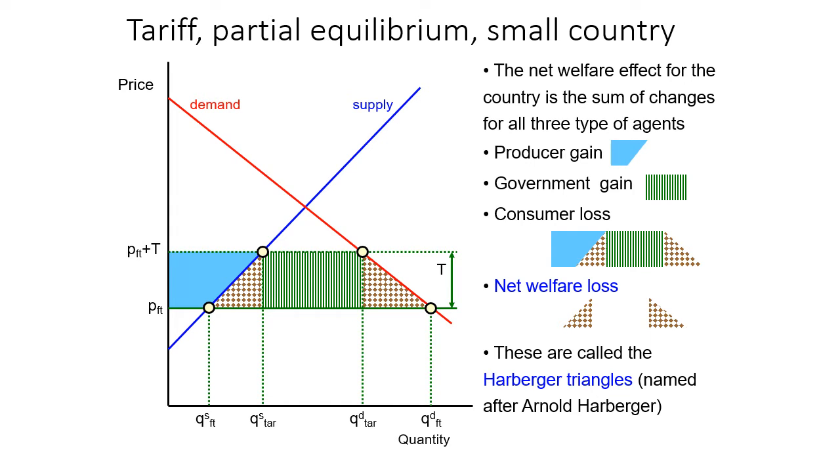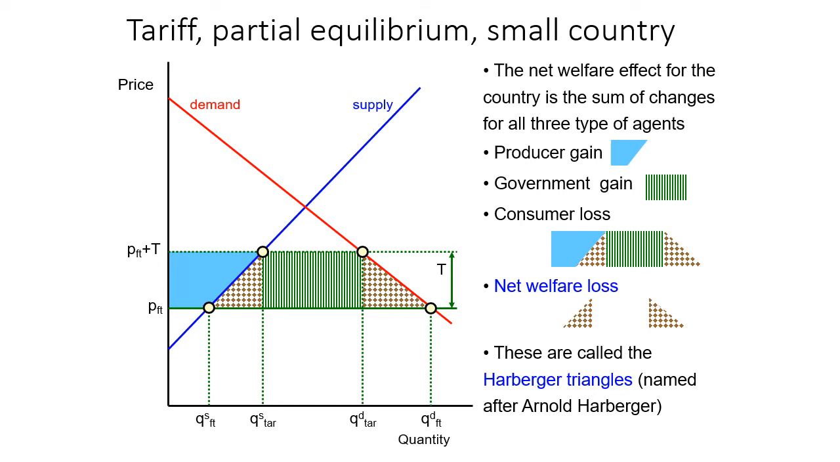By higher world price, I mean the original world price that was existing, or the free trade price, with the tariff added. So what is the amount of imports that the country is now importing? The amount of imports is the difference between the quantity demanded under the new tariff and the quantity supplied under the new tariff, which is QD TOR minus QS TOR.